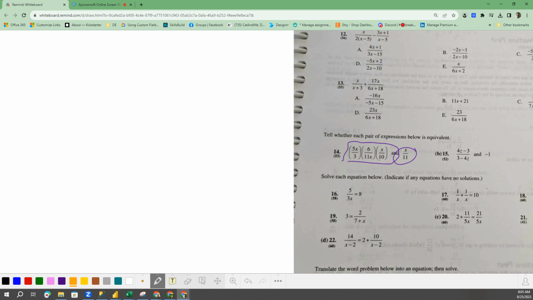Okay, number 15. So you have 4z minus 3 over 3 minus 4z. Here we go again. 4z here is positive, here is negative. 3 here is negative, there is positive. So all you need to do is factor out the top one, or the bottom one. You just have to factor out one of them. I'm going to factor out the top one with a negative 1, and then I'm going to leave the denominator the same. It doesn't really matter which one.